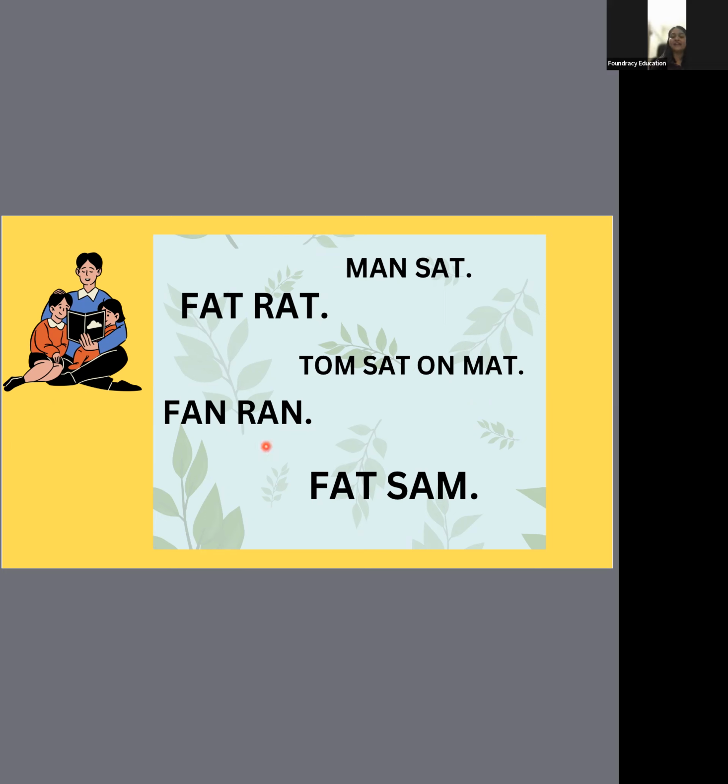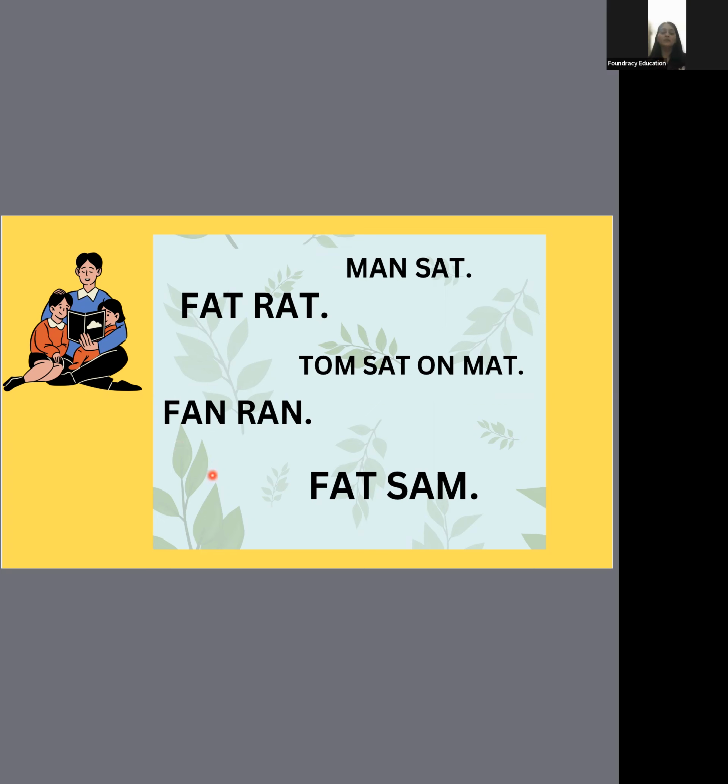Similarly, fan ran. Again, point to this. What is the action? Ran. And who ran? It's fan. So again, ran. Tell the kids, ran. Something ran. Now that action is not happening, it has already happened. Like running, but maybe you were running before coming here. Now that is not happening. Now who ran? It's fan.